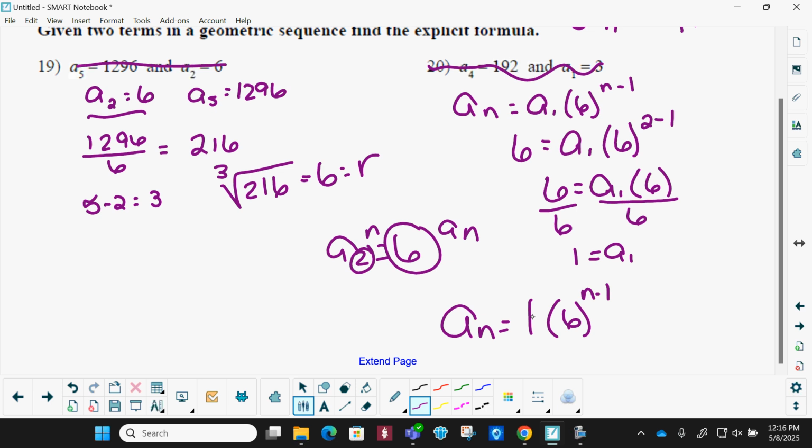Now, because the first number is a 1, and this is a multiple choice test, this is what the problem will probably look like. AN equals that. You will not physically see the 1 there. Okay.